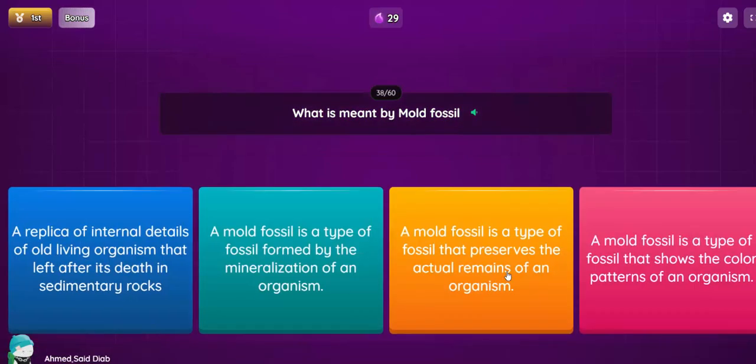Question: what is meant by mold fossil? Option 1: a replica of internal details of an old living organism that is left after its death in sedimentary rocks. Option 2: a mold fossil is a type of fossil formed by the mineralization of an organism. Option 3: a mold fossil is a type of fossil that preserves the actual remains of an organism. Option 4: a mold fossil is a type of fossil that shows the color patterns of an organism.